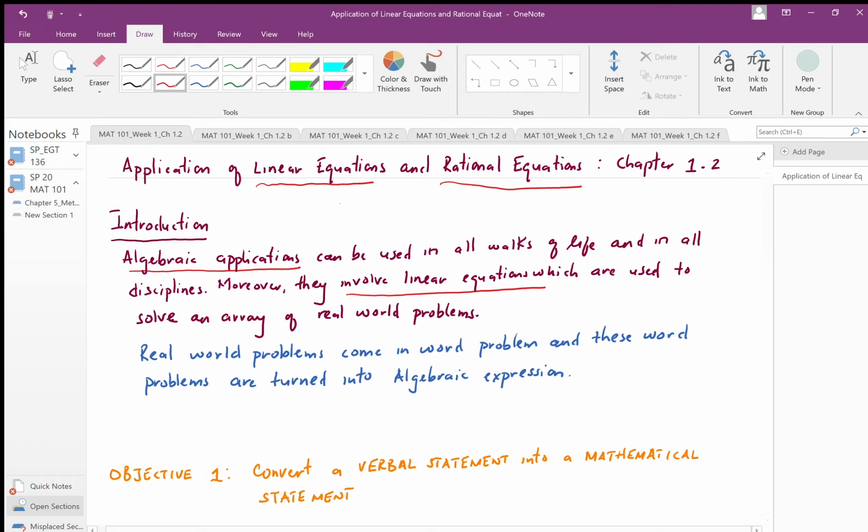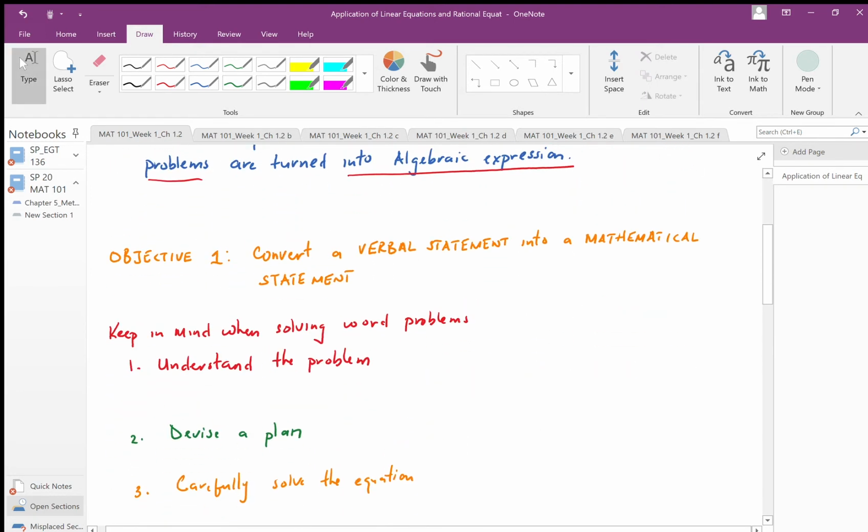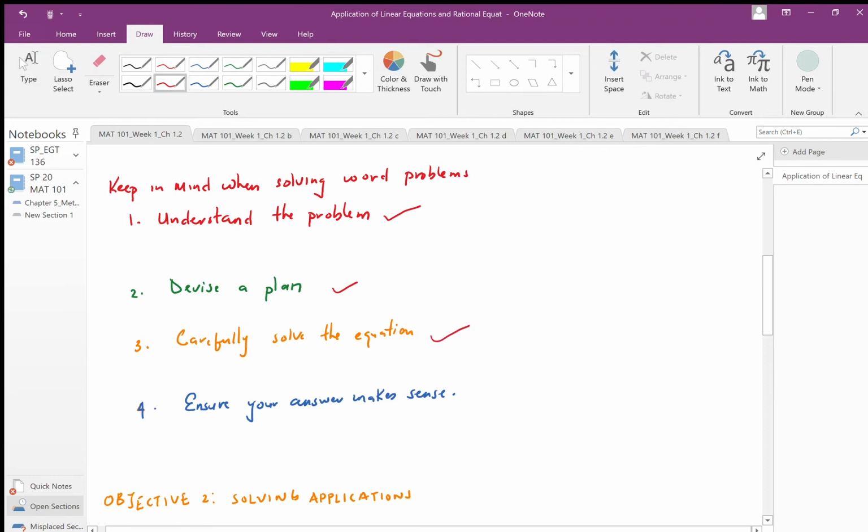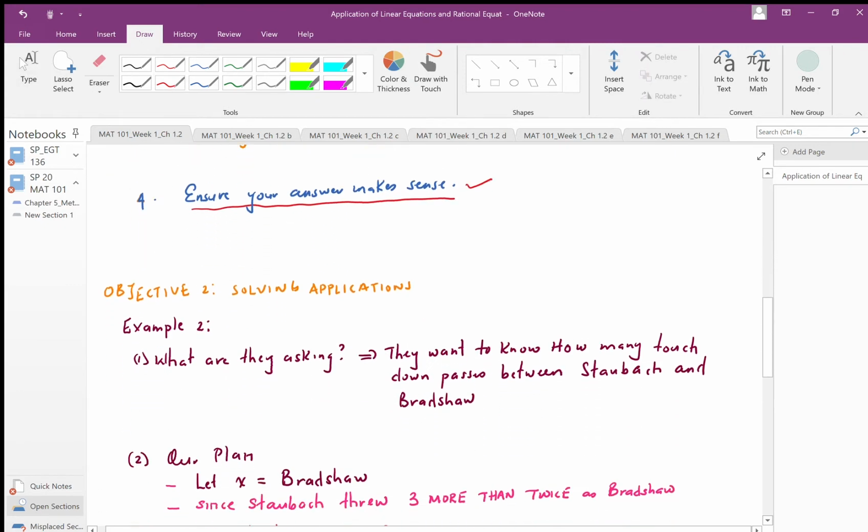So real world problems come in a word fashion. And we can turn these word problems into algebraic expressions. We'll show you how to do that in a few minutes. But there's typically a plan you want to put together when you encounter these word problems. First of all, you want to understand the problem. Devise a plan, carefully solve the equation, and you typically want to check your answers like we did in chapter 1, section 1. Check your answers to make sure they make sense or not. That's very, very important.